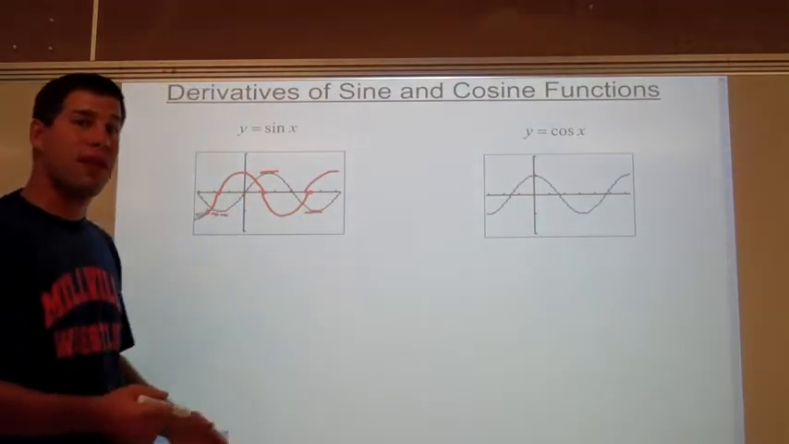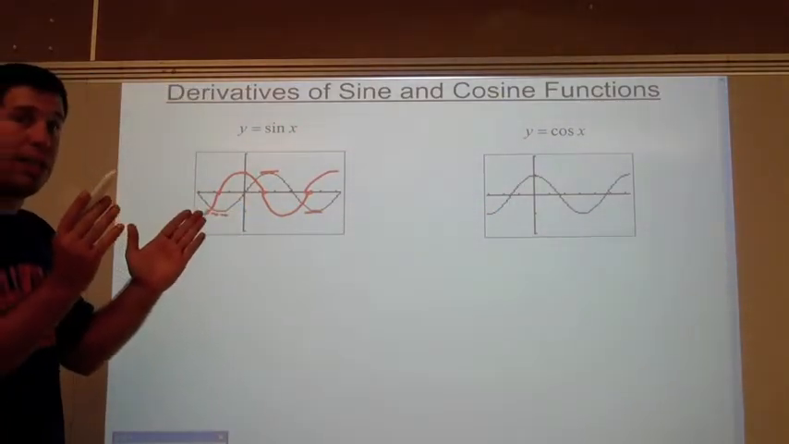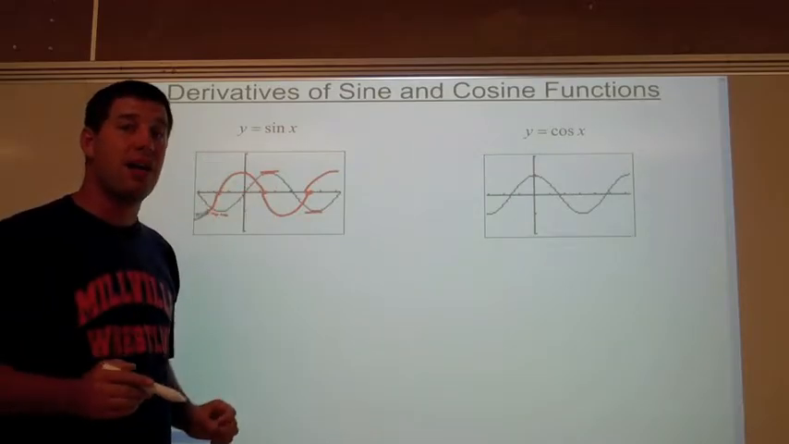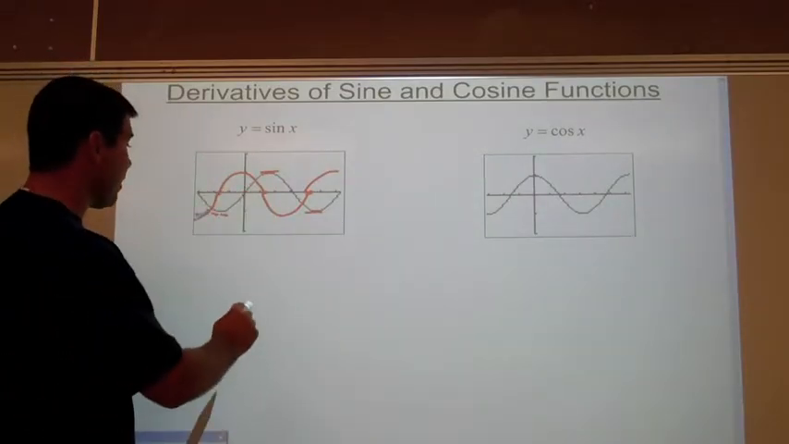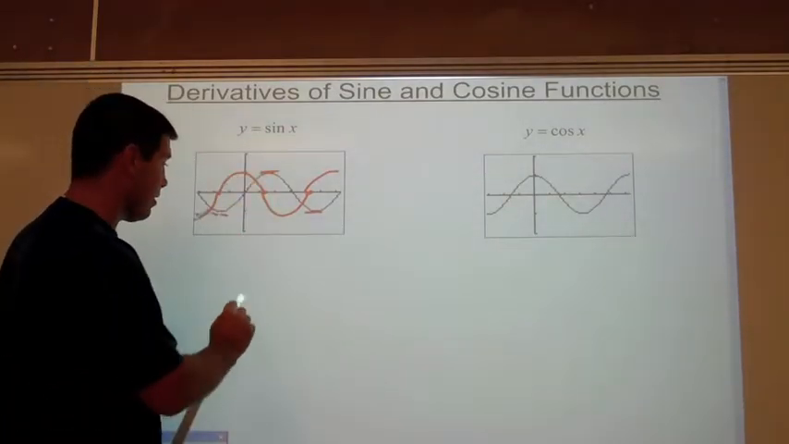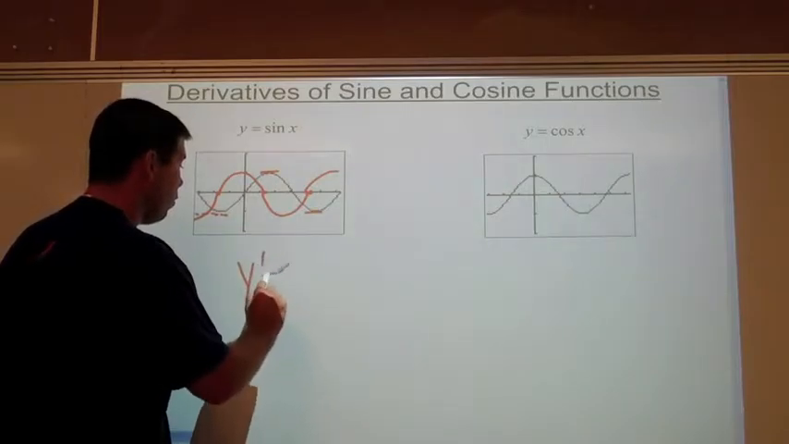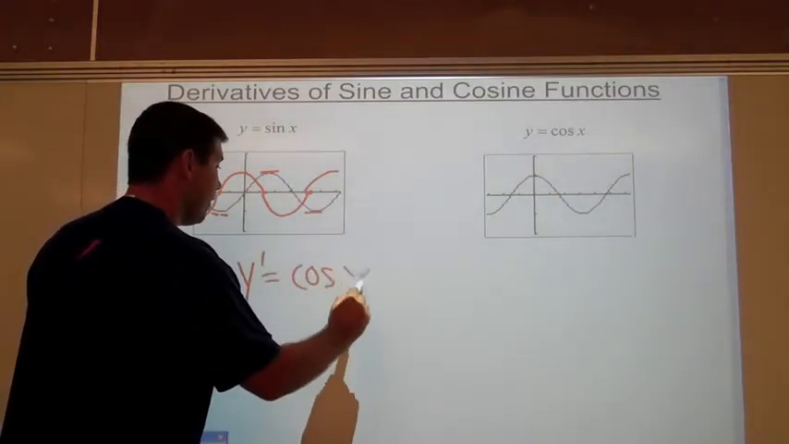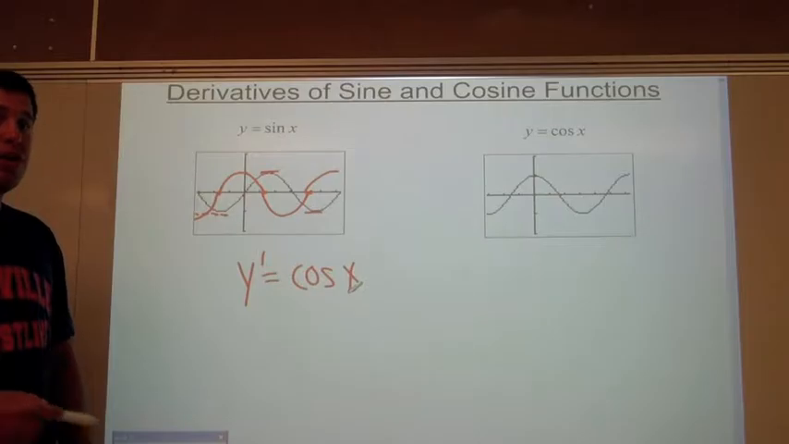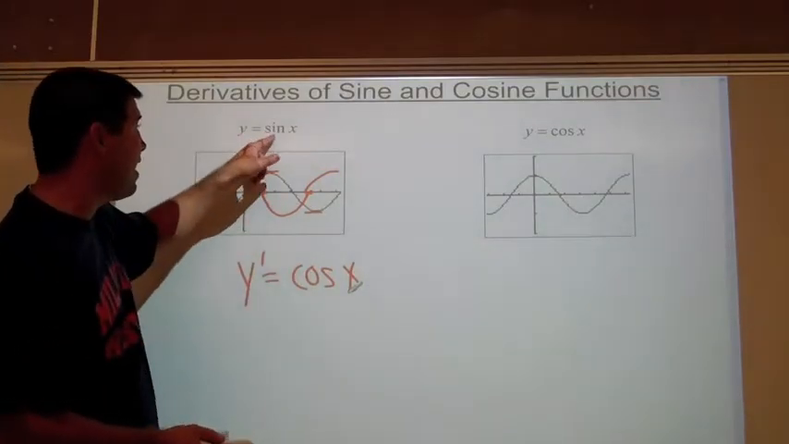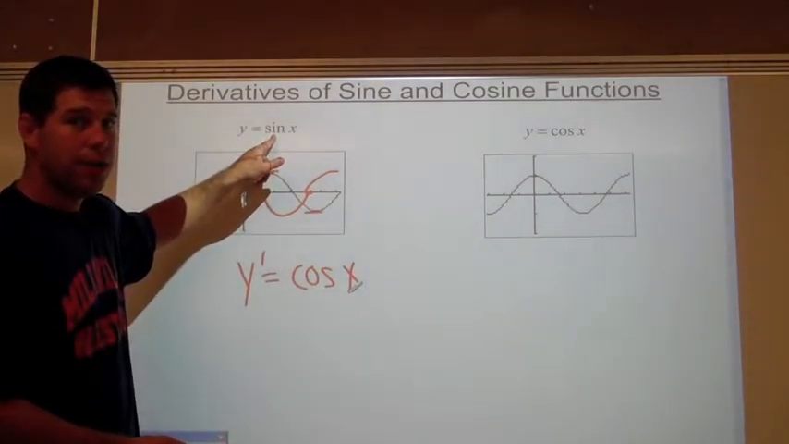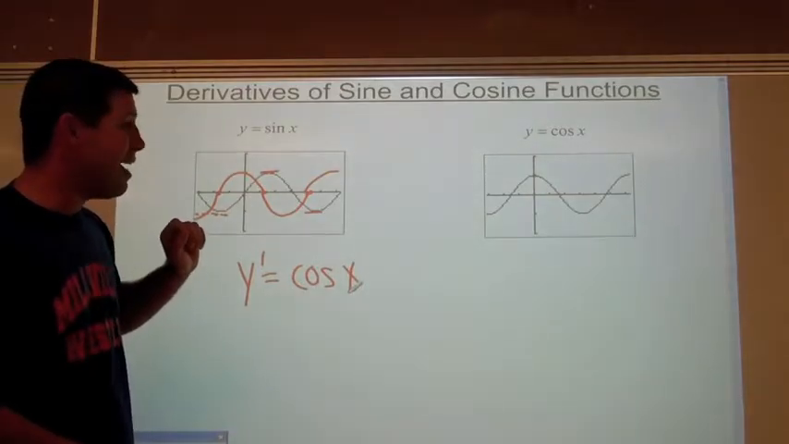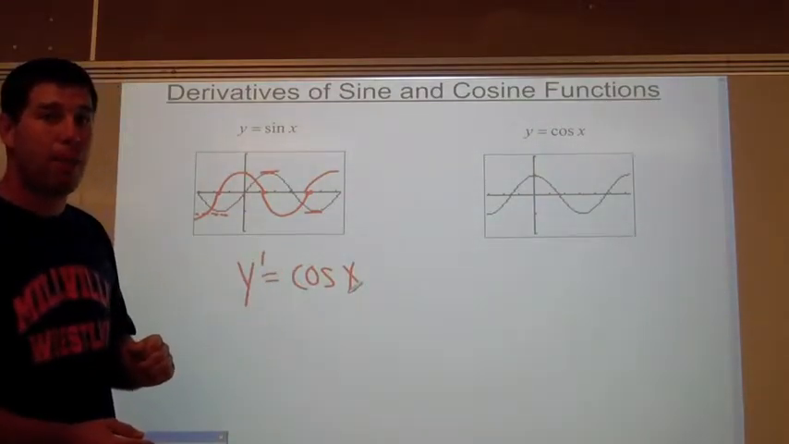And it turns out if you did this perfectly and you found the limit as the points of the secant lines got closer and closer together, in fact, if y equals sine of x, y prime would equal the cosine of x. So the value of the slope of the tangent line anywhere on the sine function is exactly the same as the value of the cosine function at that point.